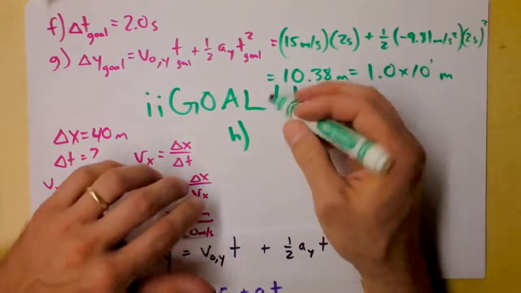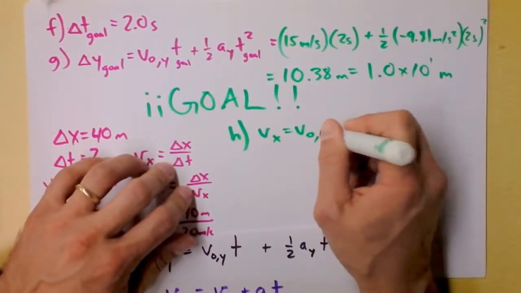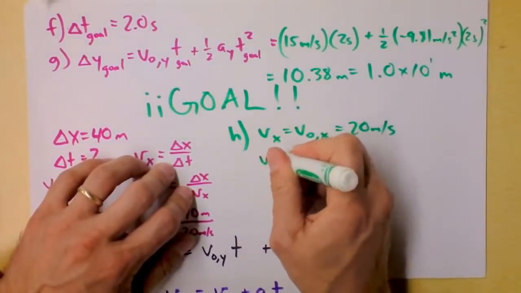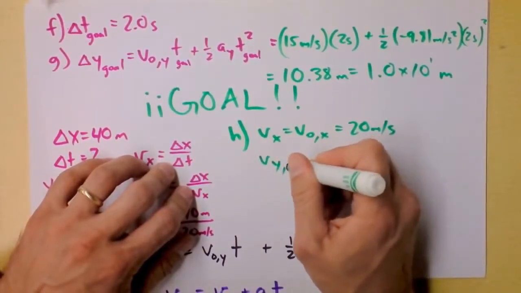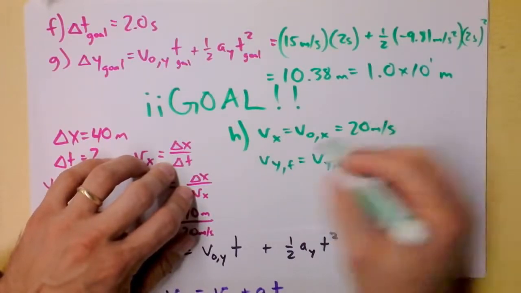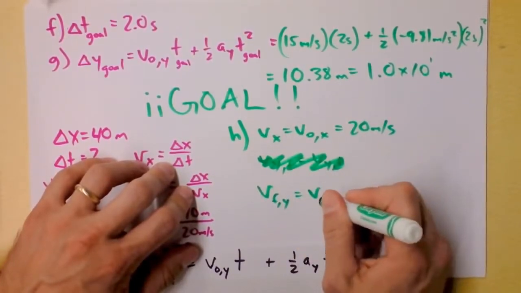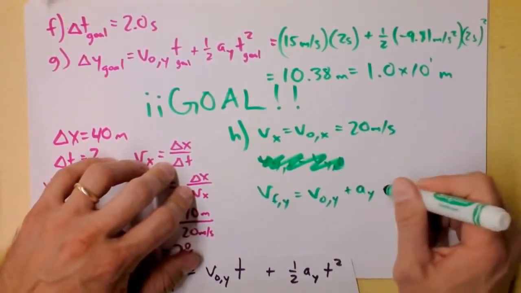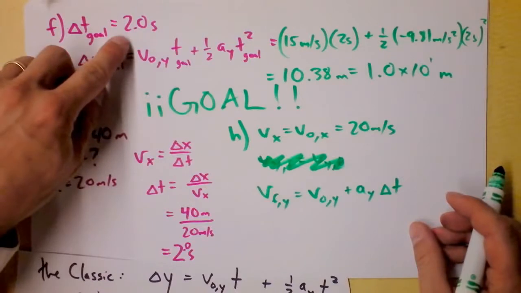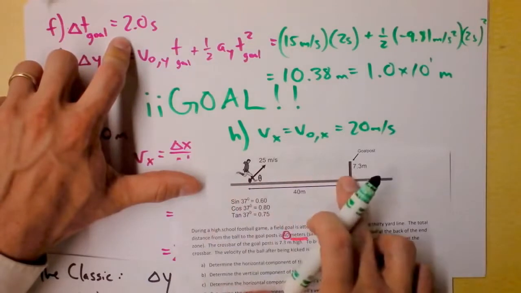The velocity of the ball at that moment can be found with 2 equations. First of all, the velocity of the ball in the x direction is the initial velocity of the ball in the x direction. So it's still 20 meters per second. And what about the velocity of the ball in the y direction? Well, the final velocity in the y direction is the initial velocity in the y direction plus acceleration in the y direction times time. So what time will I plug in right here? Oh yeah, 2 seconds. Because that's the time that the ball takes to get to the goal post.